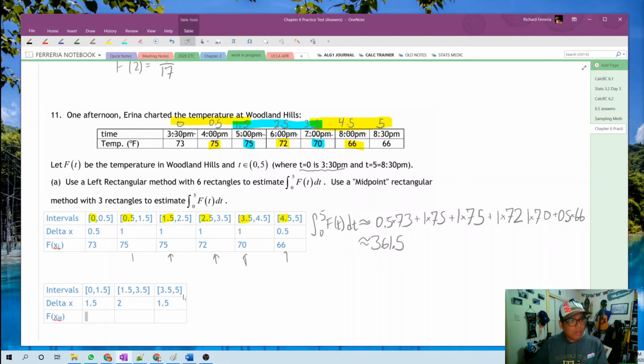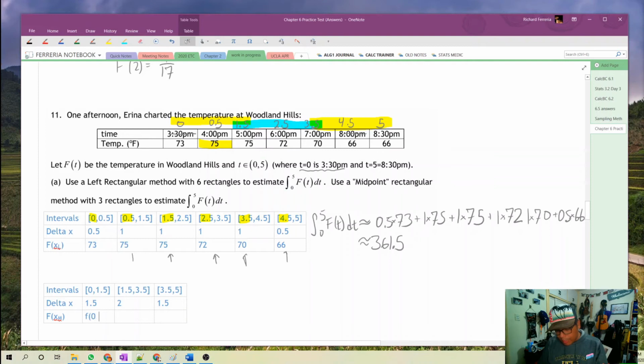So this first middle, let me clear this off so it's a little less messy. I don't know why it's not erasing. So from 0 to 1.5, here's our first middle. What's between 0 and 1.5? It's 0.5. So our middle is f of 0.5. Maybe I should write that. And that's equal to 75.